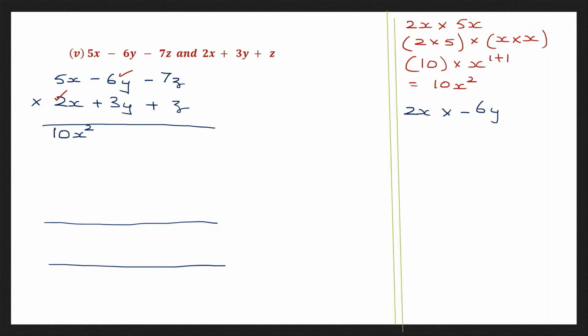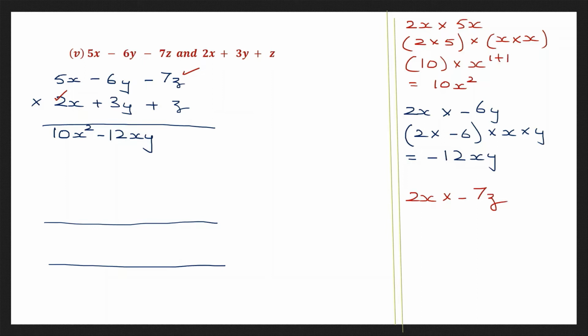Now we are going to multiply 2x into minus 6y. So the numbers are 2 into minus 6. We have 1x and 1y. Now let's multiply. Plus into minus is minus. 2 6s are 12xy. So let's write that minus 12xy. Now we're going to multiply 2x into minus 7z. So that is 2 into minus 7 into x into z. So plus into minus is minus. 2 7s are 14xz. So here we get minus 14xz.